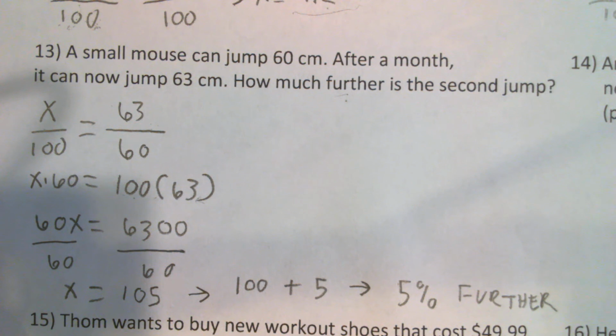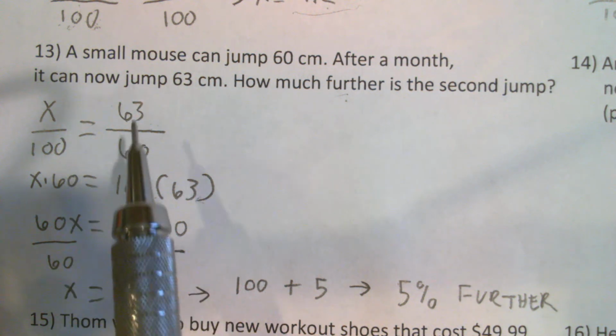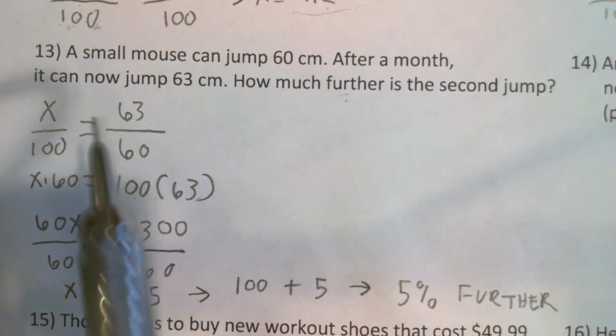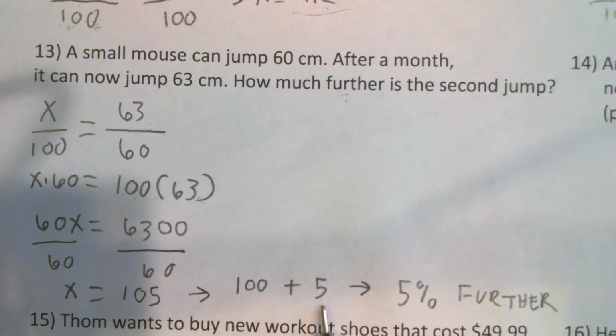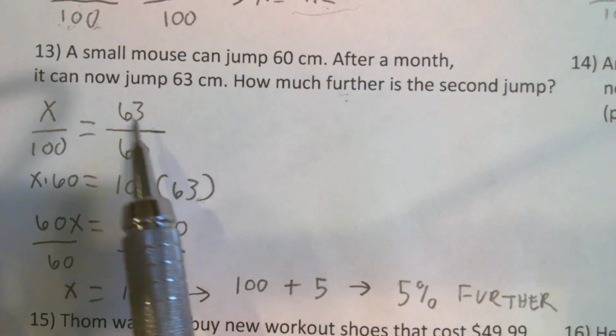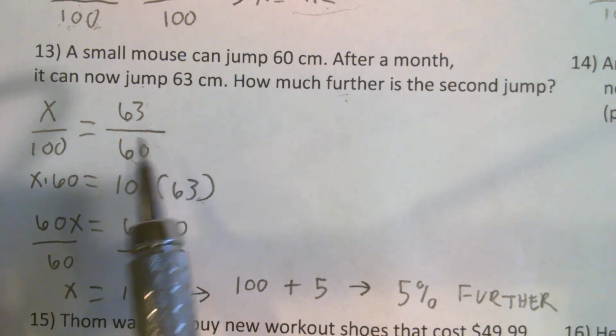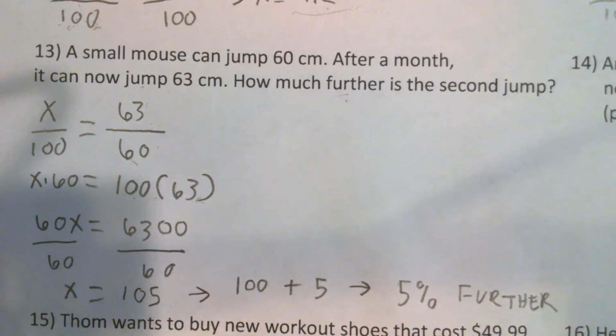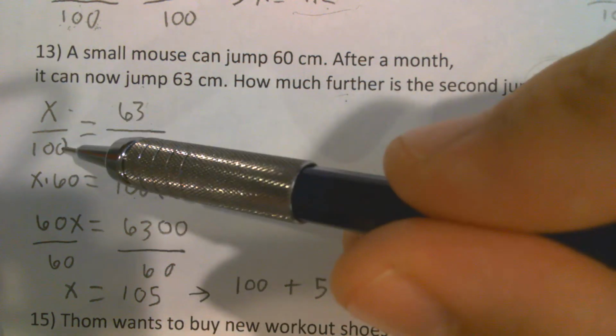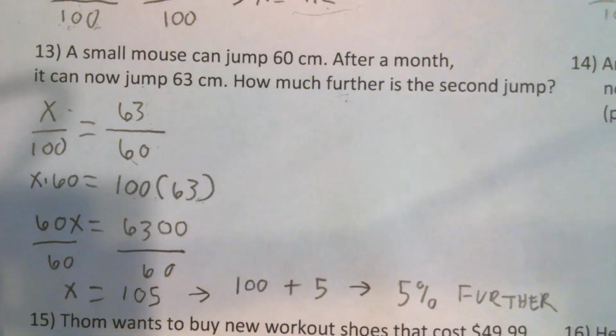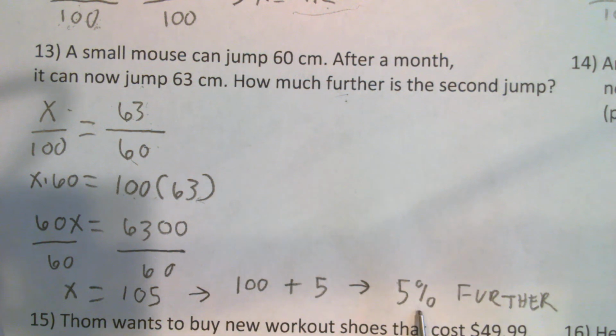What you could have done also is, instead of using the whole 63, the 100% plus the increase, you could have just used the difference of these two numbers, which is 3. You could have had x over 100 equals 3 over 60. Solving that would give you the 5%.